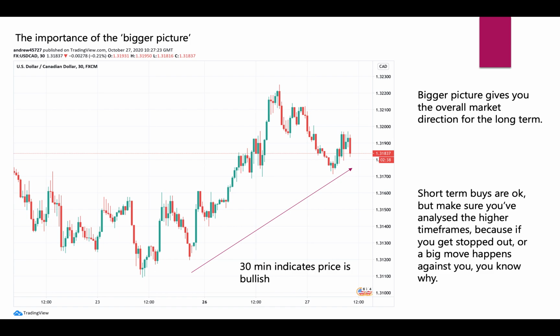So if you journal your trades, you can write in your notes, traded against a trend long term, got stopped out. Yeah, you know not to do that next time. All right.